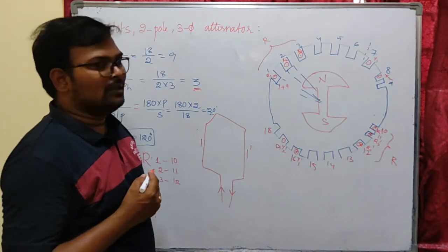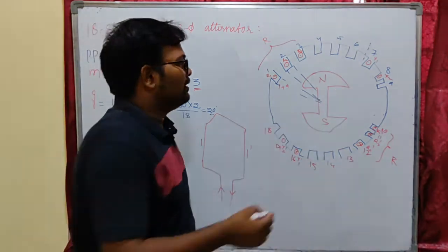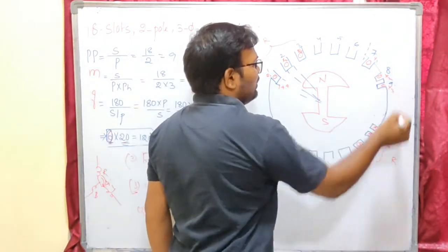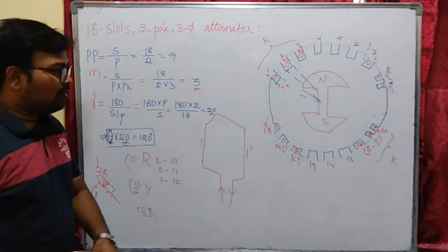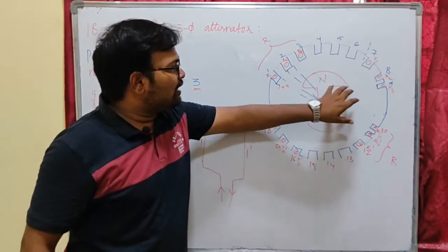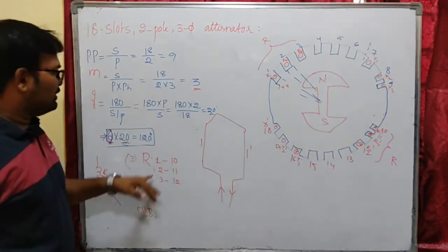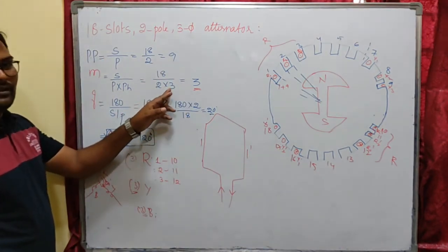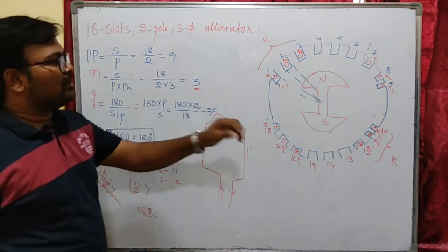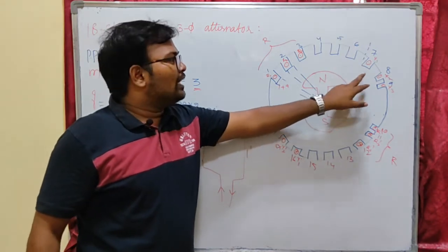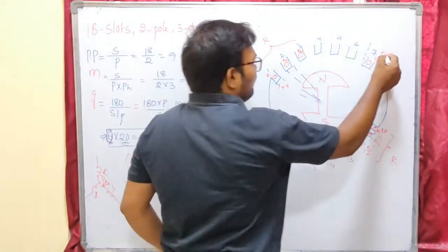I hope you are getting the point. So I will be having 3 slots for each phase. For the Y phase also I will be having 3 slots. This is my third slot for the Y phase, that is Y3, and this is Y3 dash. Under one pole I have 3 slots per phase. Under the north pole I have 3 slots for the Y phase, and under the south pole I have 3 slots for the Y phase. This 3 is nothing but the number of slots per pole per phase. That means how many slots there are for one phase under one pole.